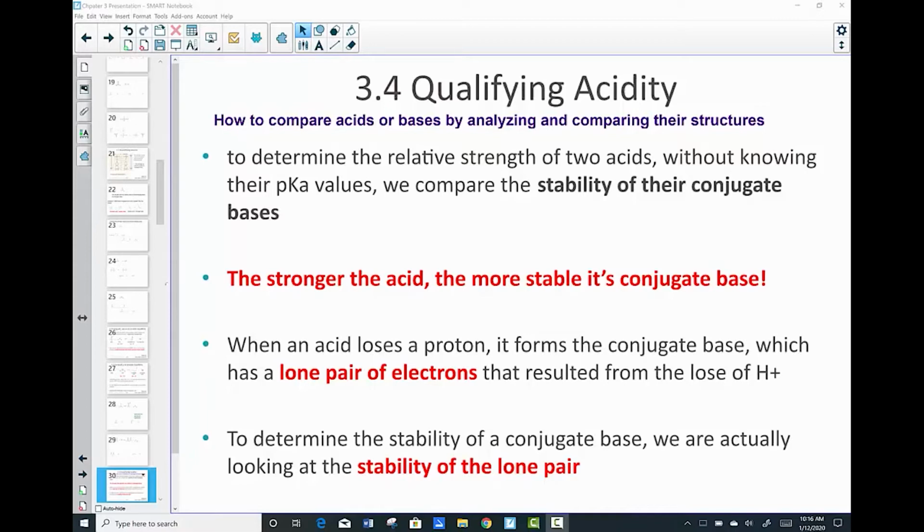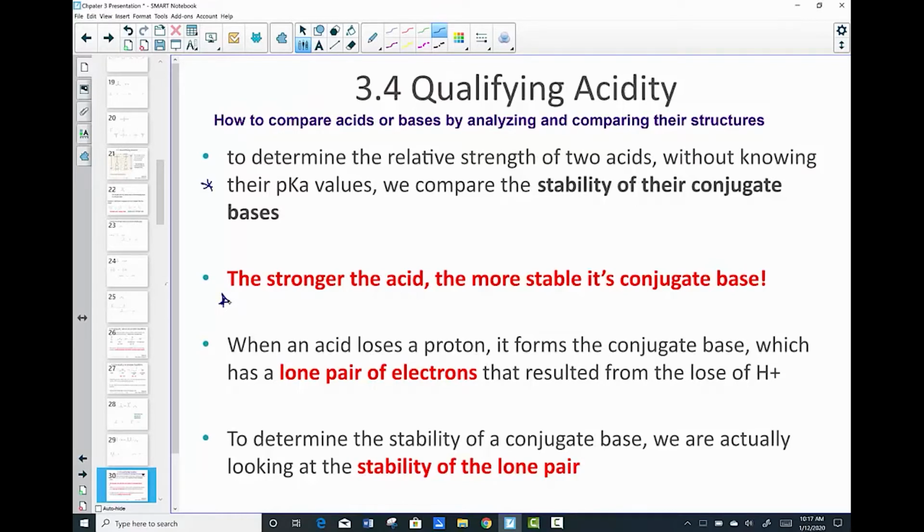We're really able to determine what side of an equilibrium would be favored, which one is going to be the stronger acid, just by comparing two structures and their ability to stabilize the negative charge. So let's begin by thinking through what stabilizes a negative charge. To determine the relative strengths of two acids, and we're not being given a pKa value, we are able to compare the stability of their conjugate base and understand that the stronger the acid, the more stabilized its conjugate base becomes. So an important statement there.